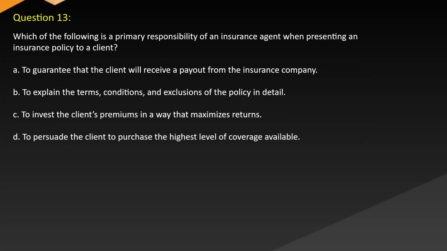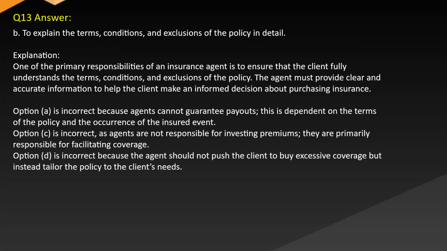Question 13. Which of the following is a primary responsibility of an insurance agent when presenting an insurance policy to a client? A. To guarantee that the client will receive a payout from the insurance company. B. To explain the terms, conditions, and exclusions of the policy in detail. C. To invest the client's premiums in a way that maximizes returns. D. To persuade the client to purchase the highest level of coverage available. Answer: B. To explain the terms, conditions, and exclusions of the policy in detail.